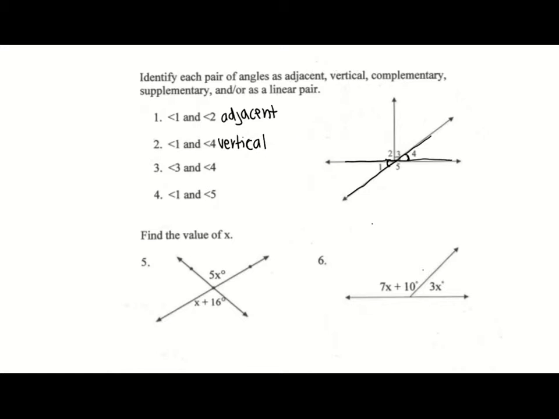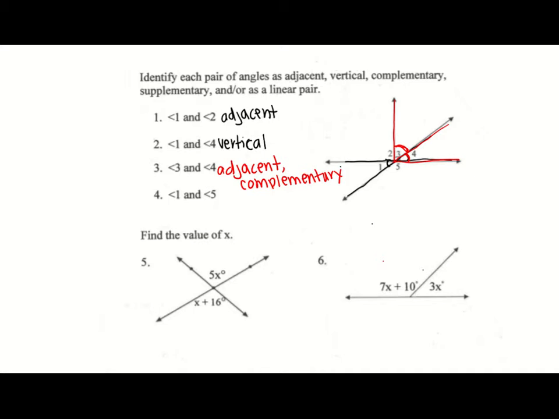Okay, so let's look at number 3. Angle 3 and angle 4. I'm going to get that in the red pen. Angle 3 and angle 4 are right here. Got this angle and this angle. Now 3 and 4, those are adjacent, and they also make a right angle, so they are complementary. If they're complementary, they are not a linear pair or supplementary, and if they're adjacent, they're not vertical. So those are my only two for that one.